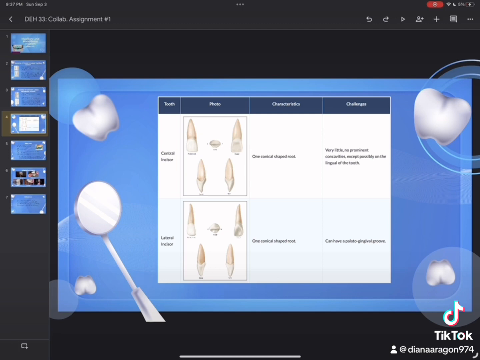Challenges that present when instrumenting central incisors may be that they are very small with no prominent concavities, except possibly on the lingual of the tooth. For lateral incisors, a challenge that may present is that they can have a palatogingival groove.